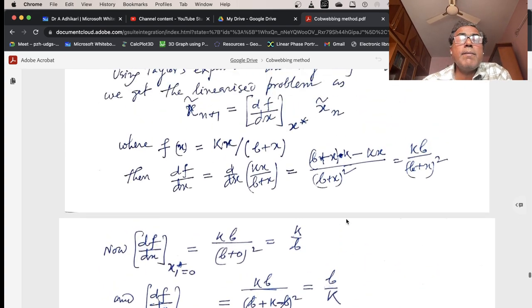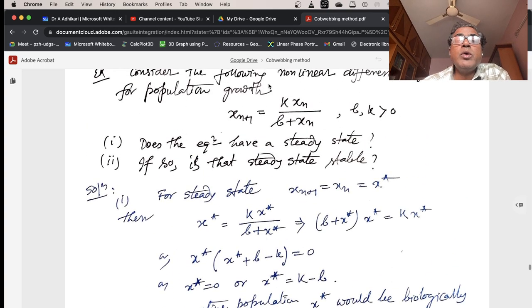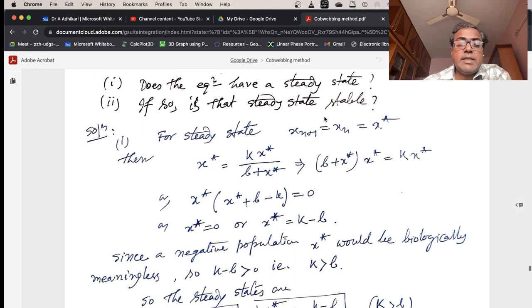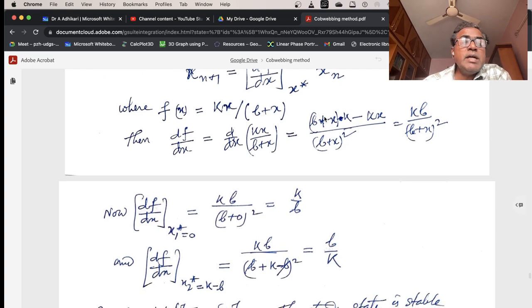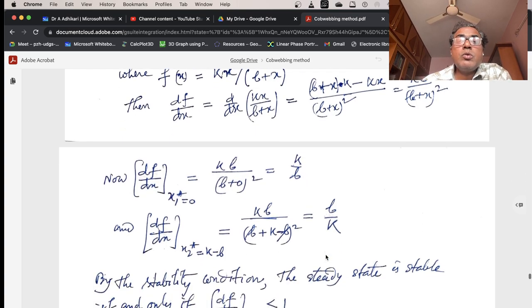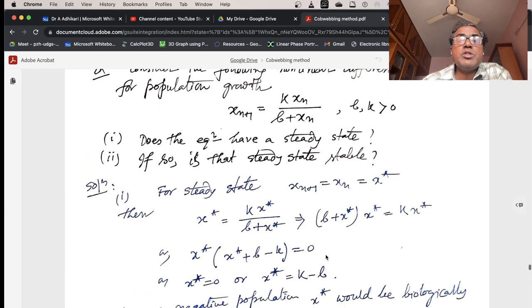For this, f is the right-hand expression of x_{n+1} equal to k x_n by b plus x_n. So f(x) is kx by b plus x. Find f dash x, that is df/dx. Then df/dx at the point x1 star equal to 0 is k by b, and df/dx at the point x2 star equal to k minus b is b by k. Here b and k are positive.